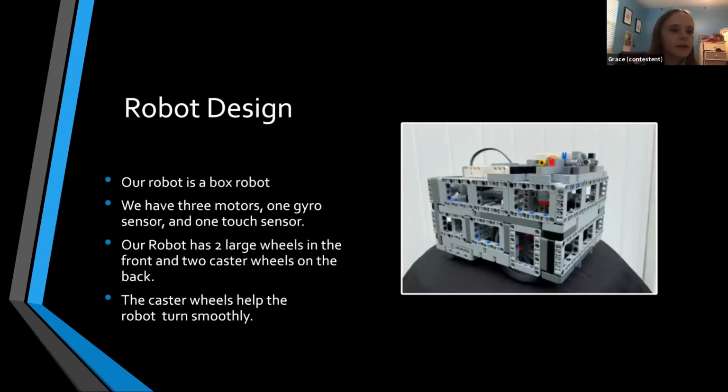This is our robot design. Our robot is a box robot. We have 3 motors, 1 gyroscope, and 1 touch sensor. Our robot has 2 large wheels in the front and 2 caster wheels in the back. The caster wheels help the robot turn smoothly.